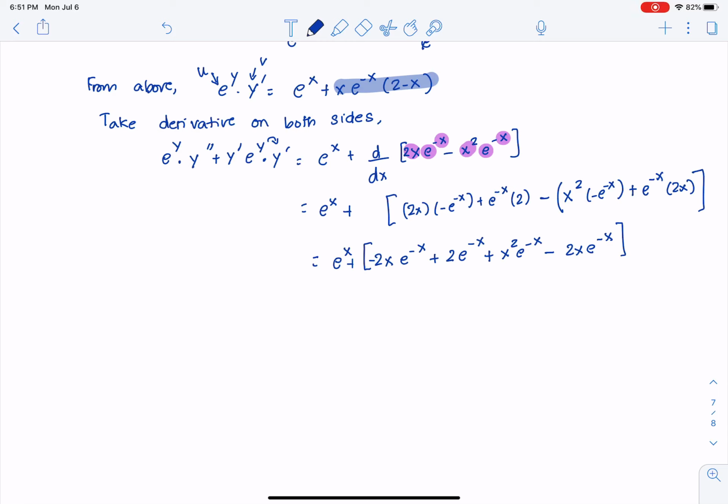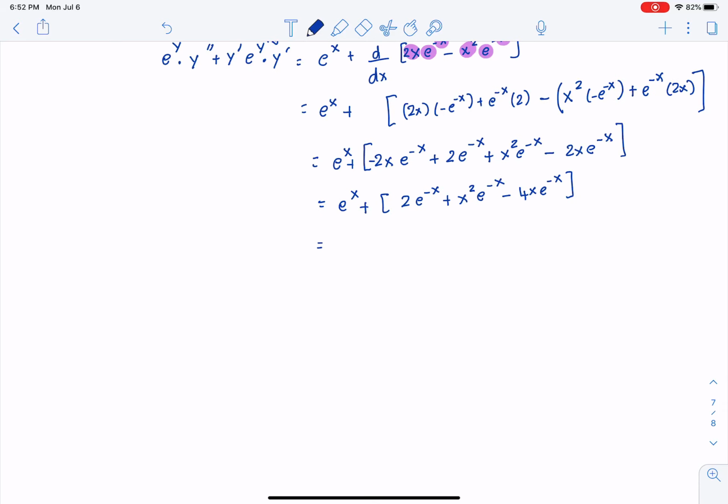Let's see if we can combine terms. We have e raised x plus negative 2x e raised negative x, negative 2x e raised negative x would be negative 4x e raised negative x. So we would have 2 e raised negative x plus x squared e raised negative x minus 4x e raised negative x. We have e raised negative x in common. I'm going to pull that out and write it as x squared minus 4x plus 2.